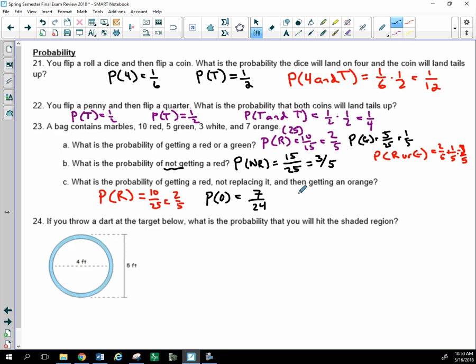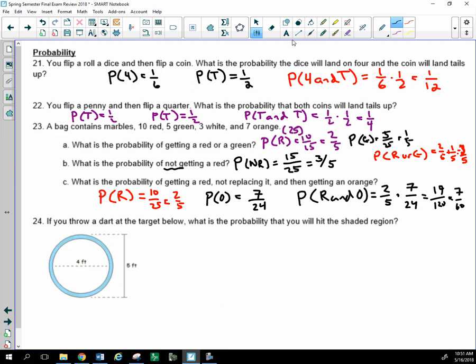So then the probability of a red and an orange without replacement would be 2/5 times 7/24. And when I multiply that together, I get 14 out of 120, or that can be reduced down to 7 out of 60 times that's going to happen.